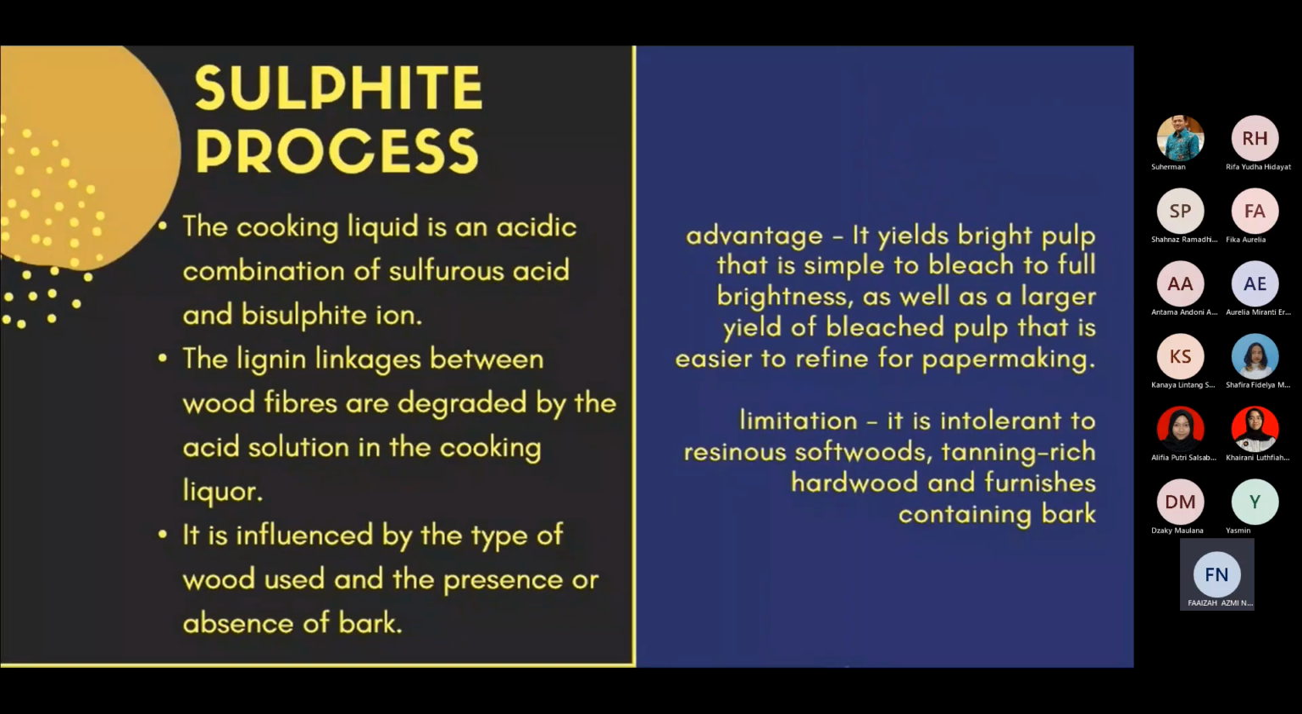And also the sulfite process, where the cooking liquid is an acidic combination of sulfurous acid and bisulfite ion. The lignin linkage between wood fibers is degraded by the acid solution in the cooking liquor, and it is influenced by the type of wood used and the presence or absence of bark. The advantage is it yields bright pulp that is simple to bleach to full brightness, and its limitation is it is intolerant to resinous softwoods, containing rich hardwood, and furnish containing bark.